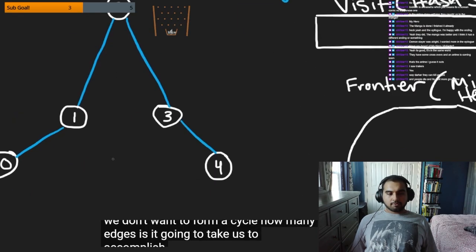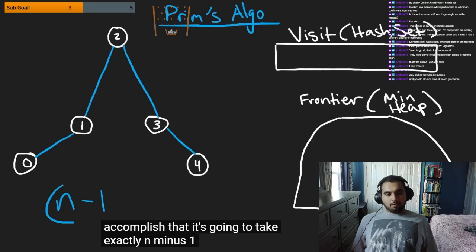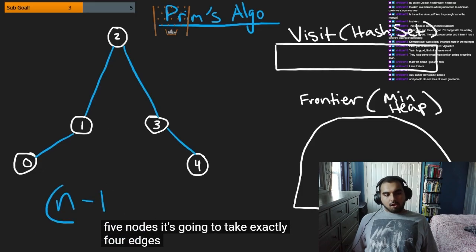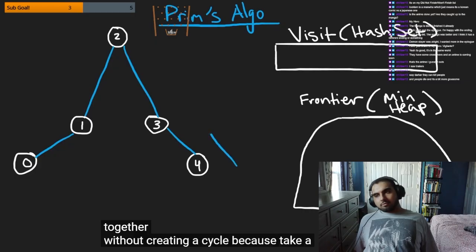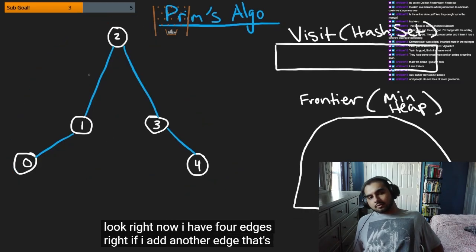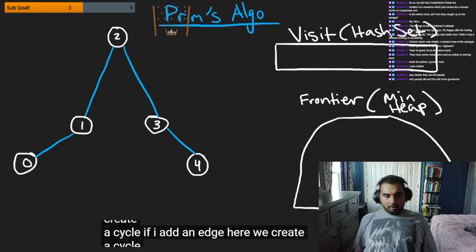How many edges is it going to take us to accomplish that? It's going to take exactly n minus 1 edges. So if we have 5 nodes, it's going to take exactly 4 edges to connect all of them together without creating a cycle. Take a look right now, I have 4 edges, right? If I add another edge that's not a duplicate, if I add an edge here, we create a cycle. If I add an edge here, we create a cycle. If I add an edge here, we create a cycle, right?